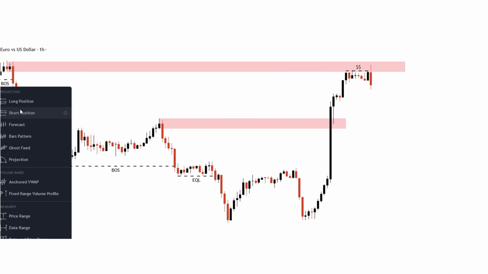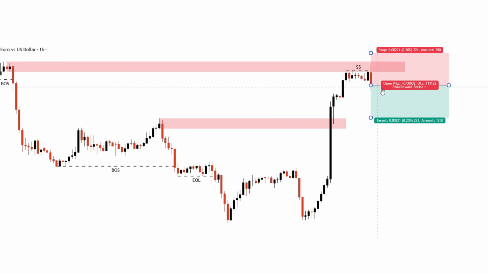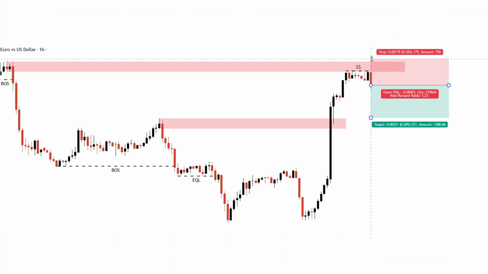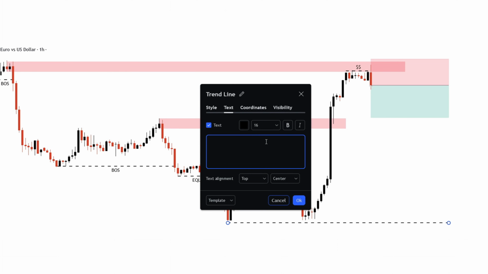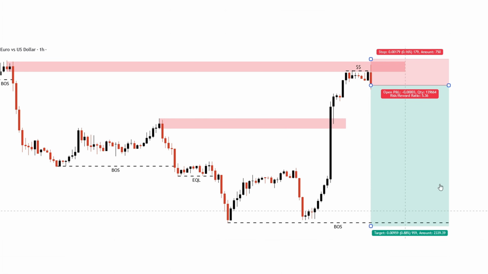We look to short at the close of the reversal candle that broke all the first and second wave of candle formations. Stop loss above the supply zone. Take profit: we look for price to create another break of structure to the downside, since this is a downtrend price action on the higher time frame. And that's it.